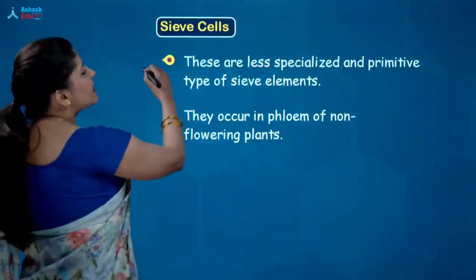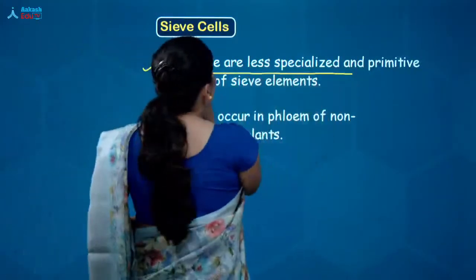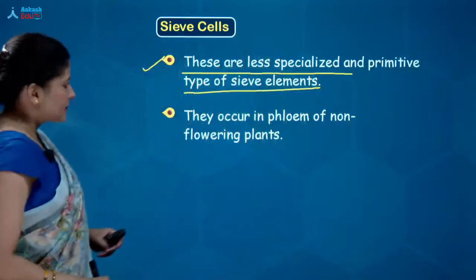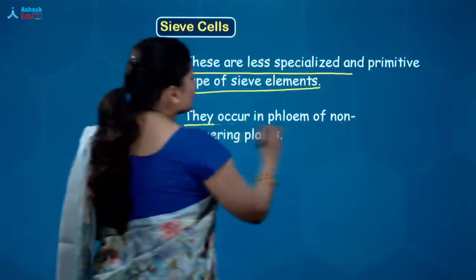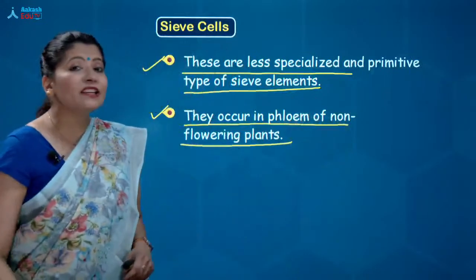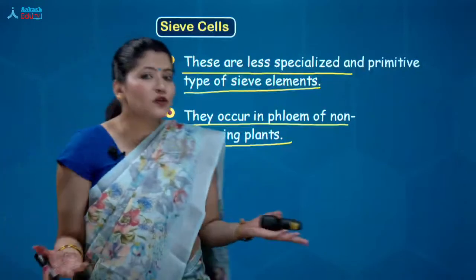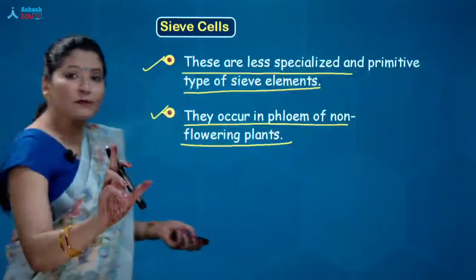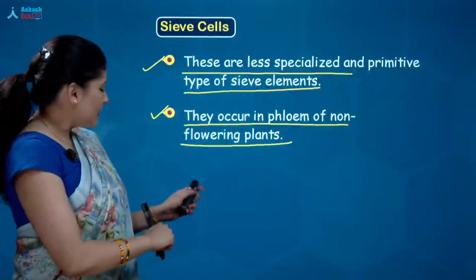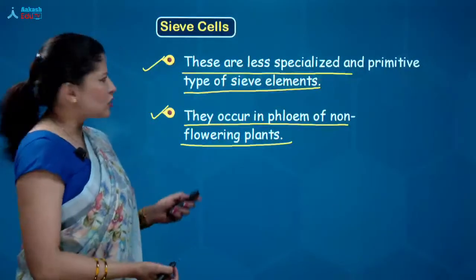Sieve cells, these are the less specialized and primitive type of sieve elements. They occur in phloem of non-flowering plants. So where does it be present? In the phloem of non-flowering plants. And what are our flowering plants? Angiosperms, right? So they will not be present in angiosperms. This is very important from your Olympiad point of view. This question is asked many times.